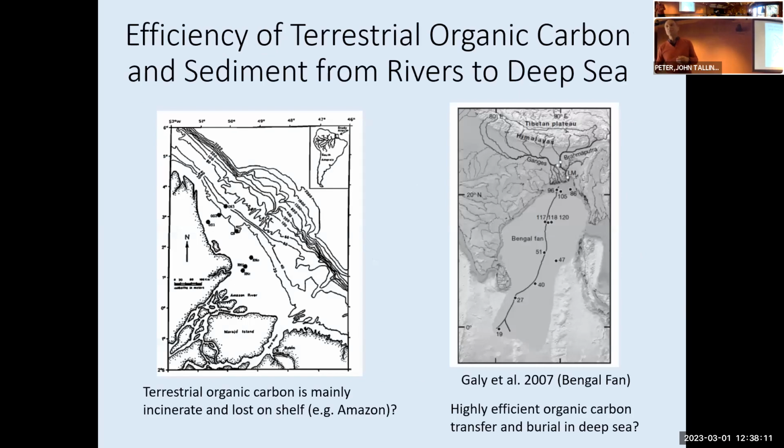And then that leads into organic carbon cycling. There used to be this view that terrestrial organic carbon was mainly incinerated on the shelf. This was work around the Amazon shelf, iconic work there, where you have these mobile mud layers that act as incinerators of terrestrial organic carbon as they wash it around on the shelf. The model there is that nothing reaches the canyon, and you're losing about 70% of the organic carbon there. It's really inefficient.